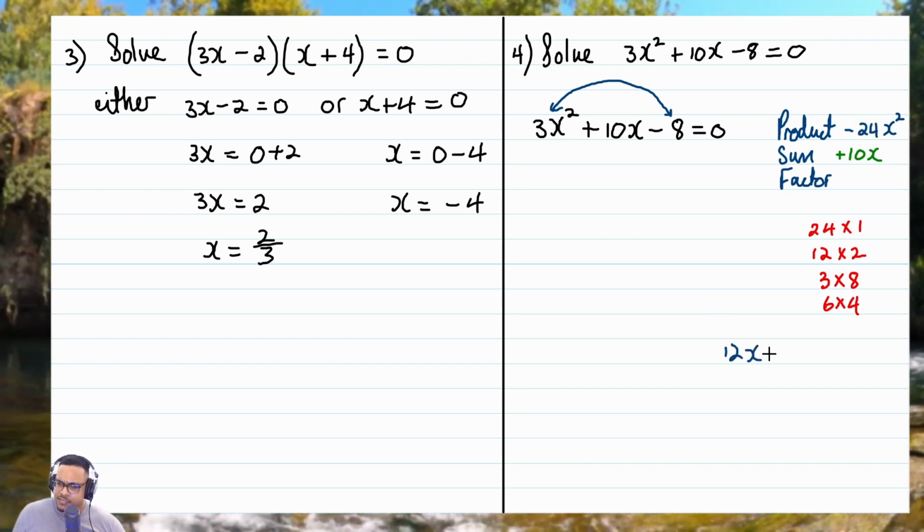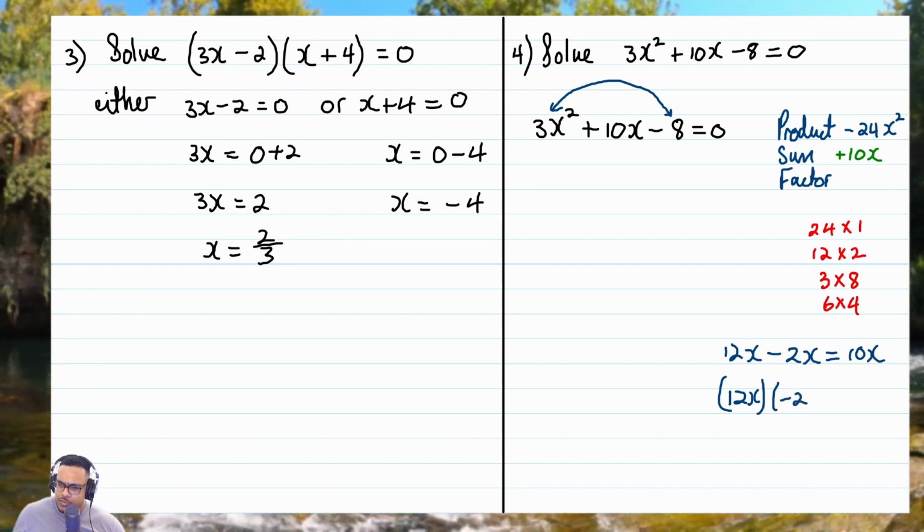So 12x take away 2x is equal to 10x. So that gives the sum. And 12x multiplied by negative 2x is equal to negative 24x squared. So you can clearly see the 12x and negative 2x satisfy both the sum and the product. So for my factor, I'll write 12x take away 2x.